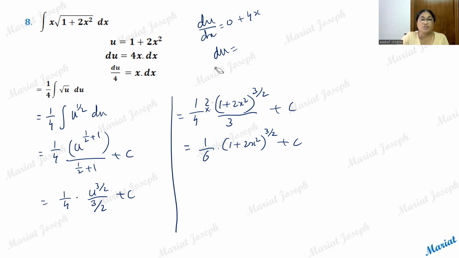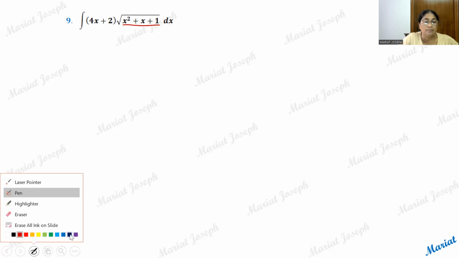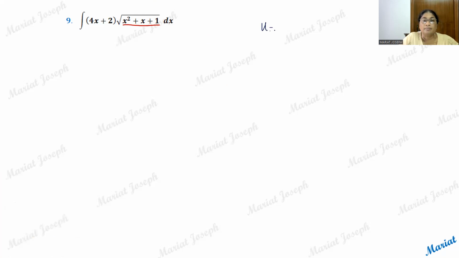How we manage the substitution, you see. Going to question number 9. There it is. Take it, all of you. This time, we will go for the substitution of the whole of the under root, without the under root. So take u equal to x square plus x plus 1.